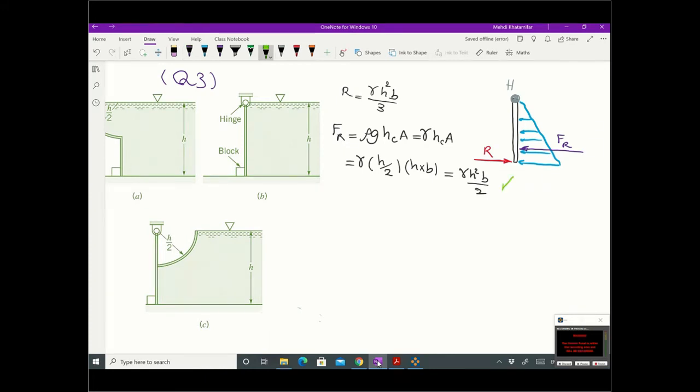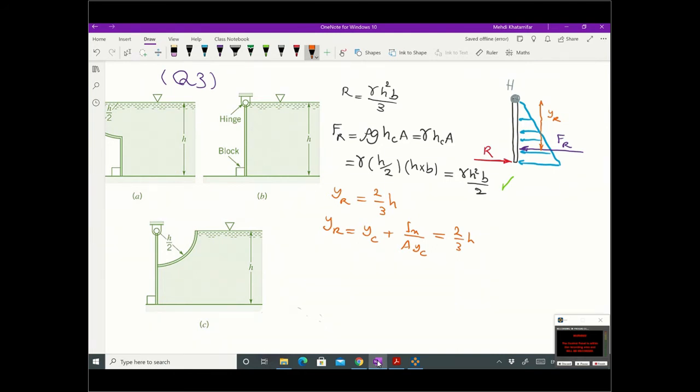Now I need to know the position, which is yr. This is the distance, we called it yr. So yr is going to be 2/3 of h. Or, like your friends, you can calculate using the yr formula, which was yc plus Ix divided by area yc, which is going to be 2/3 of h.